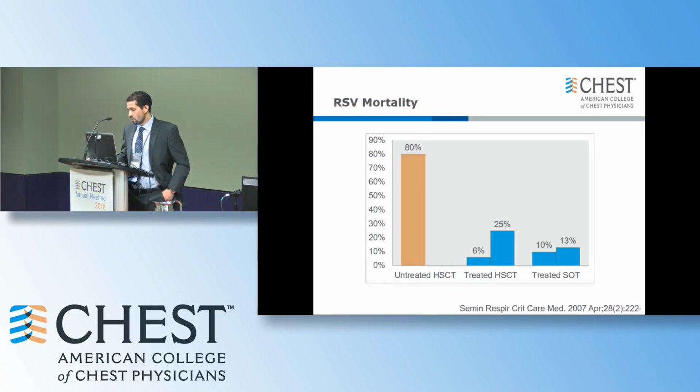So mortality can vary widely. It has been reported to be as high as 80%. Now, this is in untreated stem cell transplant patients, with the caveat being that these are patients that received absolutely no treatment, including supportive care, or in patients that delayed treatment. Now, if you compare that to patients that are treated for RSV, the mortality drops significantly, reported anywhere from 6 to 25% in stem cell transplant patients, and reported at about 10 to 13% in treated solid organ transplant patients.